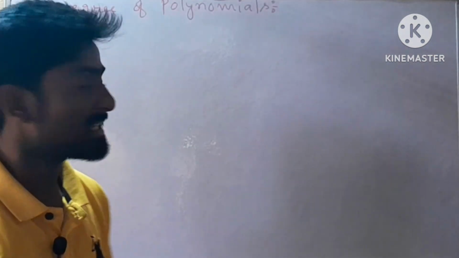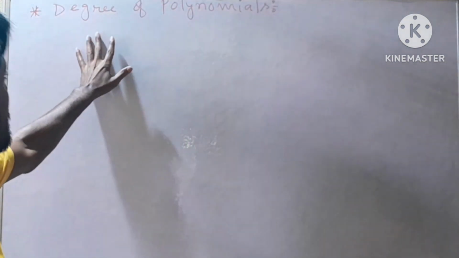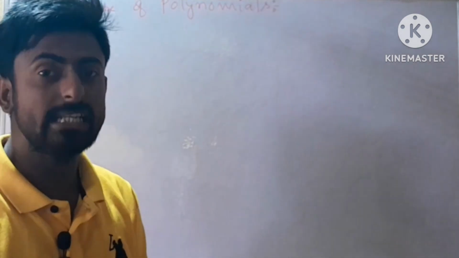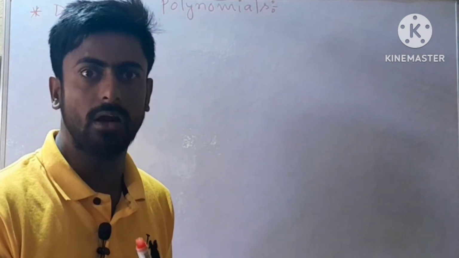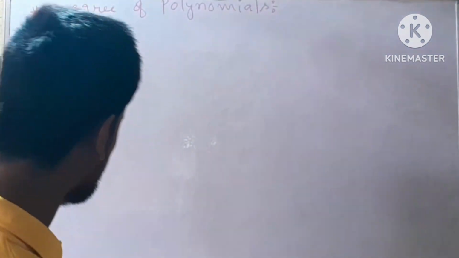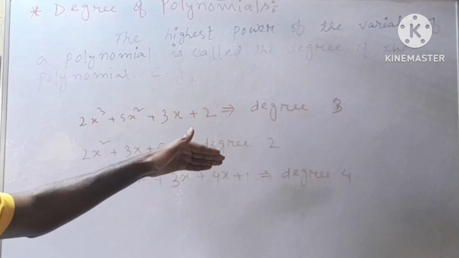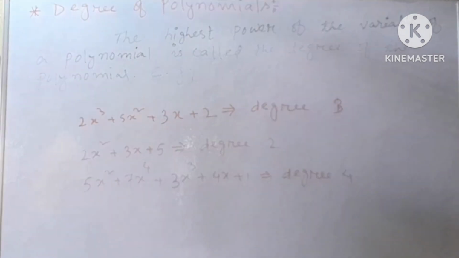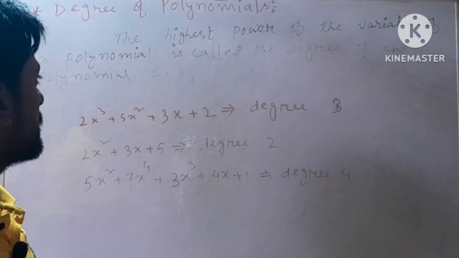Next, we are going to discuss a very important topic on polynomials, that is degree of polynomial. What is degree of polynomial? What do you mean by degree of polynomial? You see, the highest power of the variable of a polynomial is called degree of polynomial.